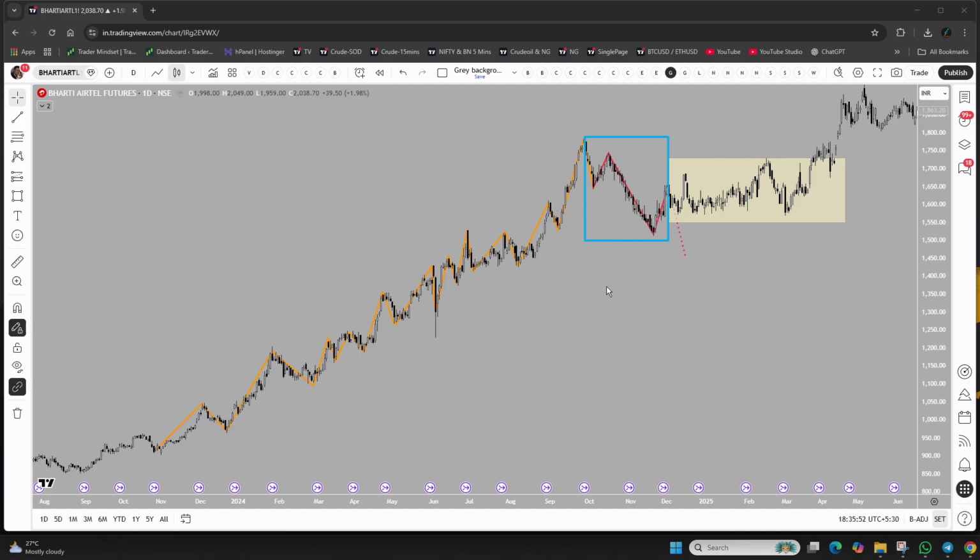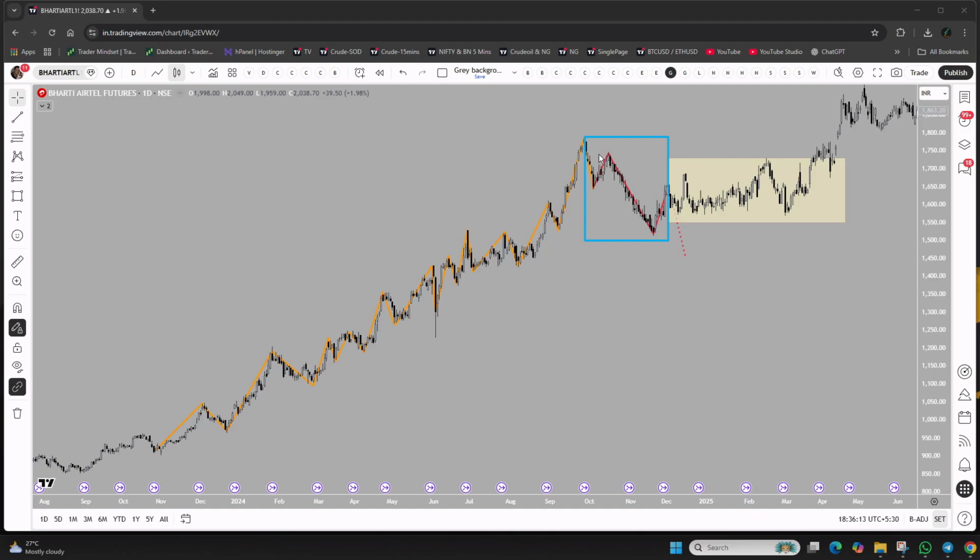Okay, so this is a perfect example of a healthy correction. Of course, it is a correction, but it is a healthy correction. And why is it a healthy correction? It's because it did not break the market structure. So the market structure was higher highs and higher lows.